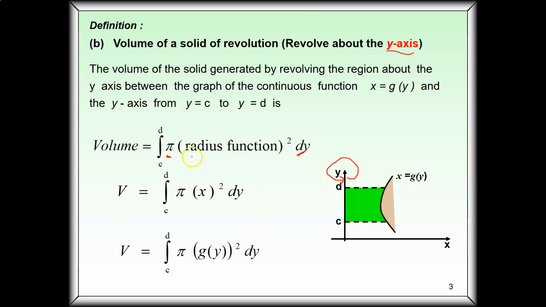So you will have the radius function, pi. The radius function will be here, the curve. So the curve is no longer y equals x squared plus blah blah blah. The curve here will be x equals g(y), in terms of y. Maybe it will be x equals y squared plus 2 or anything in terms of y, because dy. So at the end you will have this formula.